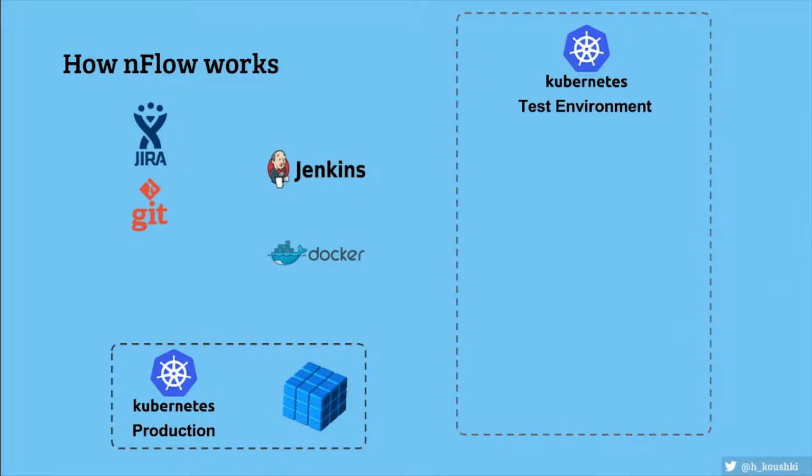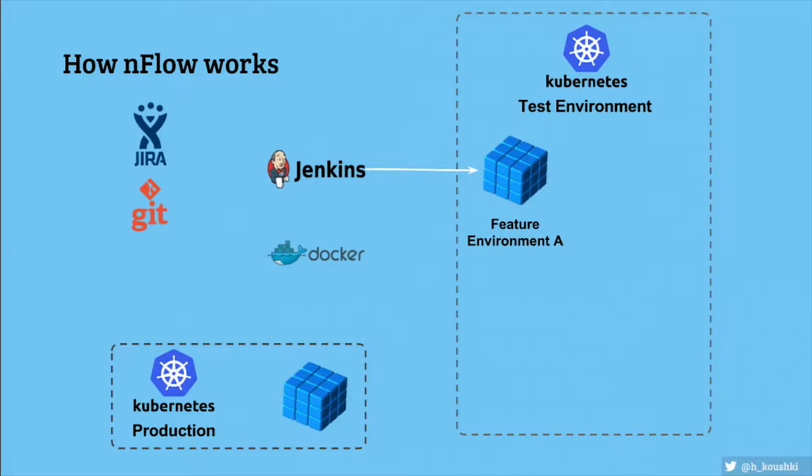Let me explain how it works. When we have a new task in JIRA and the developer moves this task to in progress, then Jenkins will create a new test environment in Kubernetes. So first of all, who knows what Kubernetes is? Good.